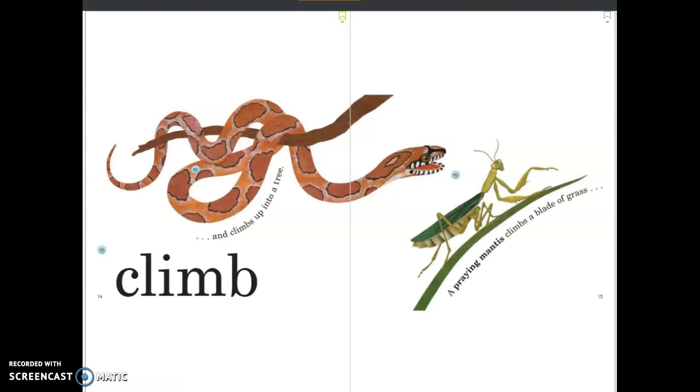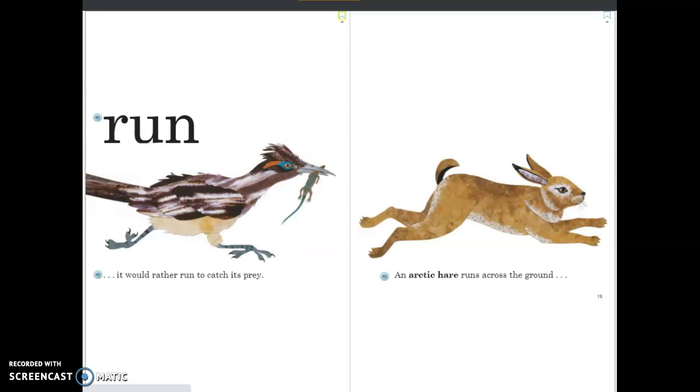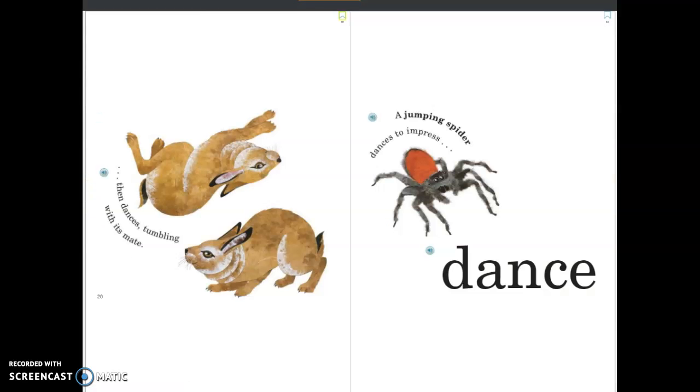and climbs up into a tree. A praying mantis climbs a blade of grass, then spreads its wings and flies. A roadrunner flies, but not too far. It would rather run to catch its prey. An Arctic hare runs across the ground, then dances tumbling with its mate.